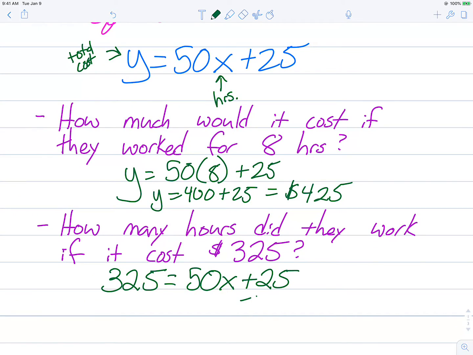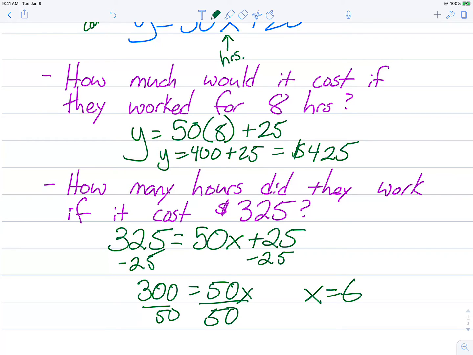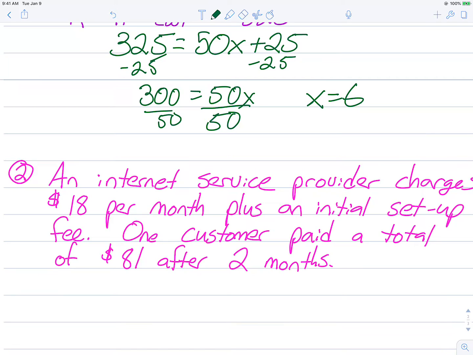So if I were to solve that by subtracting 25 from both sides, 300 equals 50x, divide both sides by 50, and x equals 6 hours. So that means that they worked at our house for 6 hours. Okay, our next question, number 2.